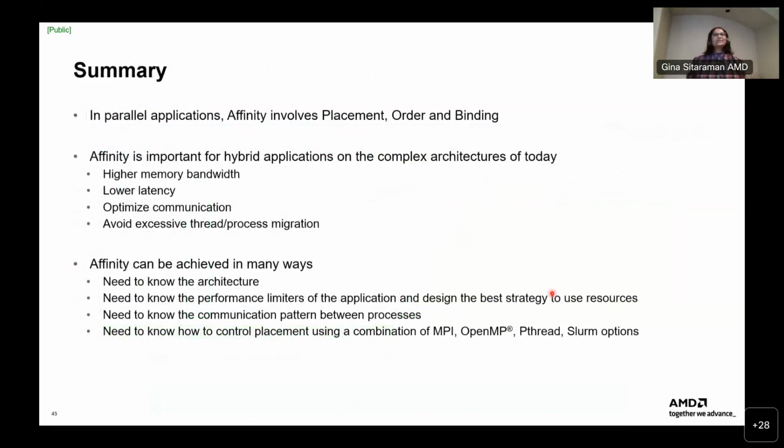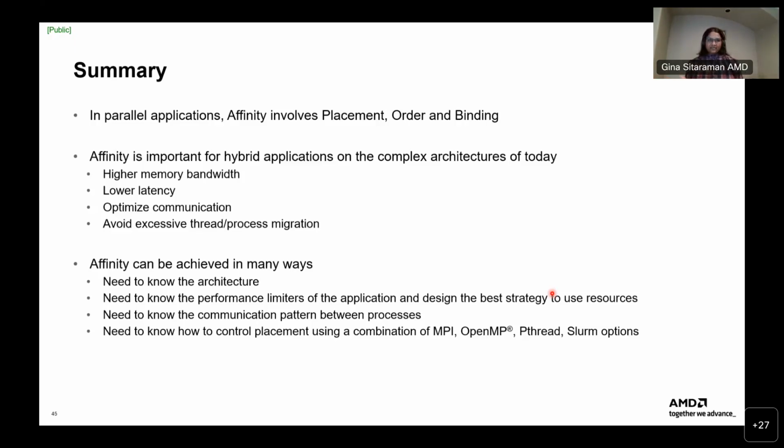And so let's summarize. In parallel applications, affinity is very important, and we saw that it involves placement, order, and binding. The importance of affinity is because we want to achieve the best performance, and that means we want to achieve higher memory bandwidth, we want to lower the latency of transfers or communication, we want to optimize communication, and we definitely want to avoid migration of processes. And use all the resources as evenly as possible.